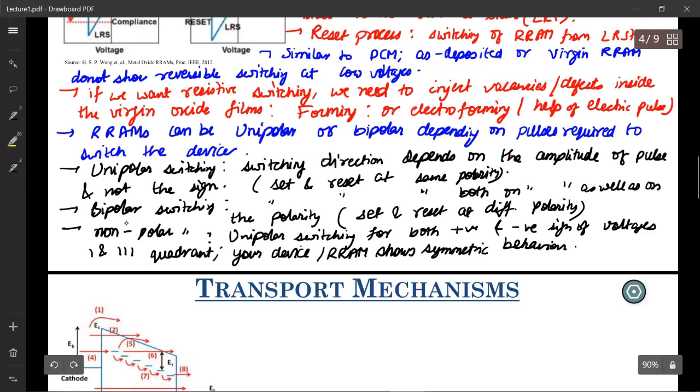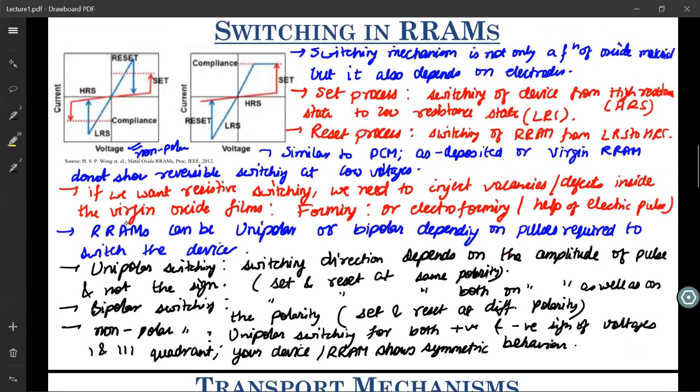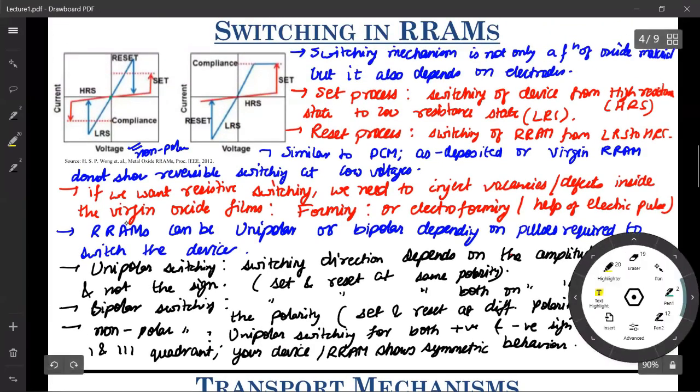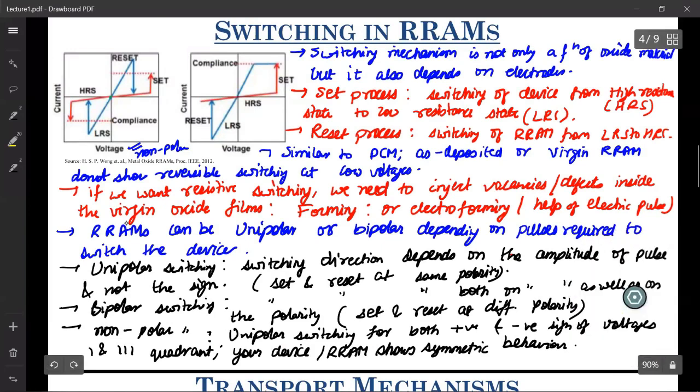So now let me discuss these things. Try to understand this unipolar and bipolar mechanisms in detail. So let us first talk about this first picture, which shows your I versus V curve. So you have current on the y-axis and you have voltage on the x-axis. And the first one is called a non-polar configuration.